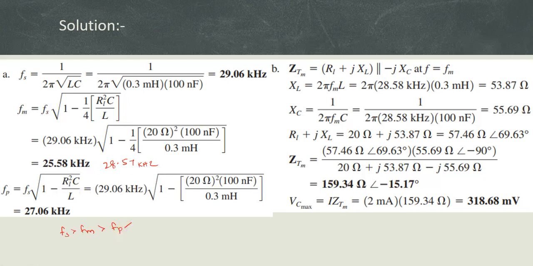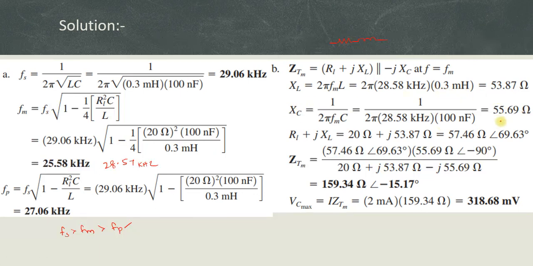The next one is you should find the value of Ztm. Here the coil resistance is in series with the coil, so that RL plus jXL is a parallel combination with minus jXC at F equal to Fm. Now you should find the value of XL, which is equal to 2 pi Fm into L. Fm is equal to 28.58 kilohertz, and L is equal to 0.3 millihenry. So substitute all those values and simplify.